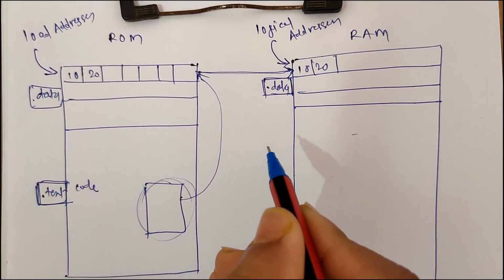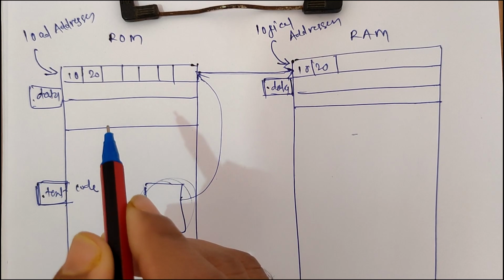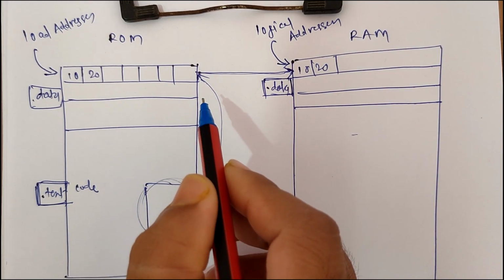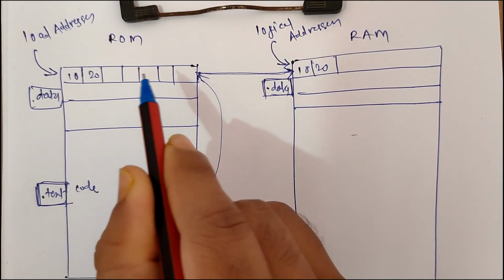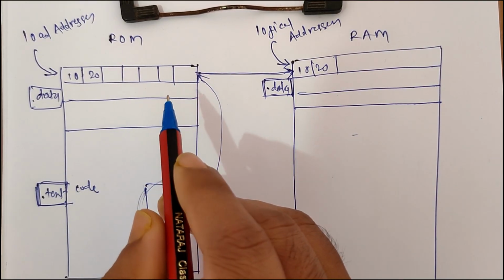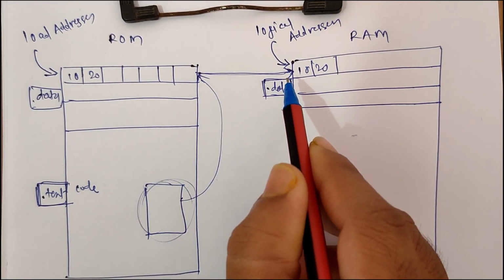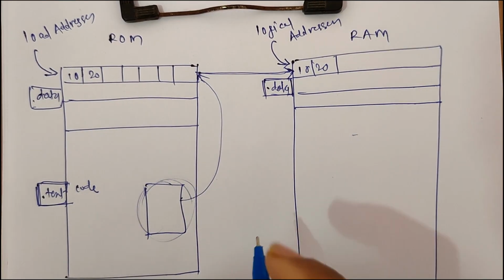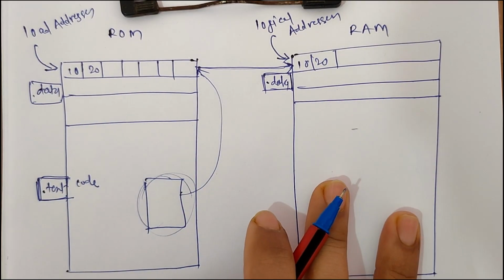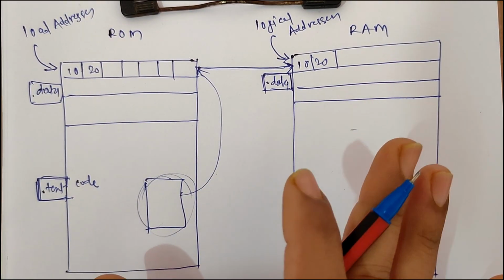So when we reset the microcontroller, next time it is booting, the data section of ROM gets copied into the data section of RAM during the booting process. It is a bit confusing, but I think I have explained it in an easy way. Okay, that's all for the data section.